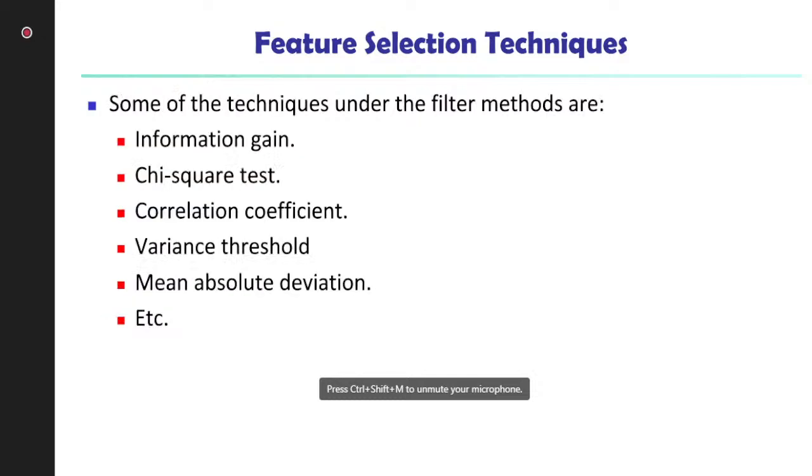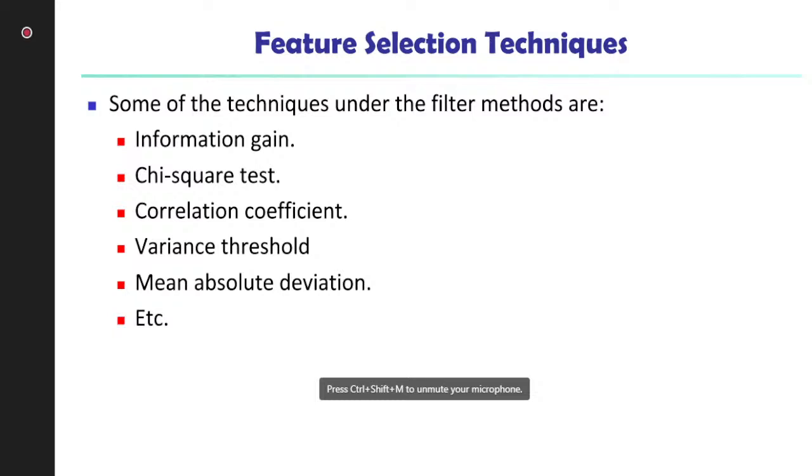So, some of the criteria through which we can rank the features. Information gain is one criterion. Chi-square test is another criterion. Correlation coefficient, variance threshold, mean absolute deviation, etc. So there are various methods also. The idea is that we select a method which helps us in identifying the distinguishing power of the feature. Information gain is one of the very famous ones, which is there in the decision tree also. So I am just discussing this briefly, and then the others work in a similar way, right?